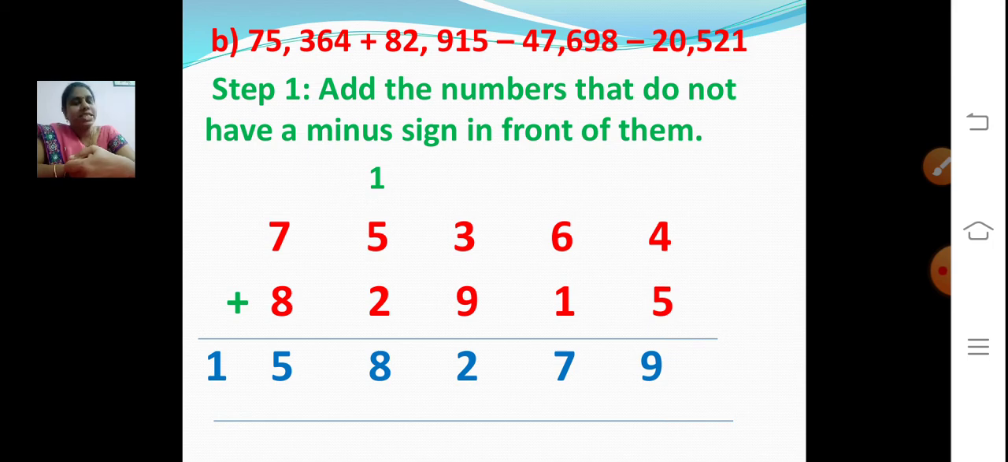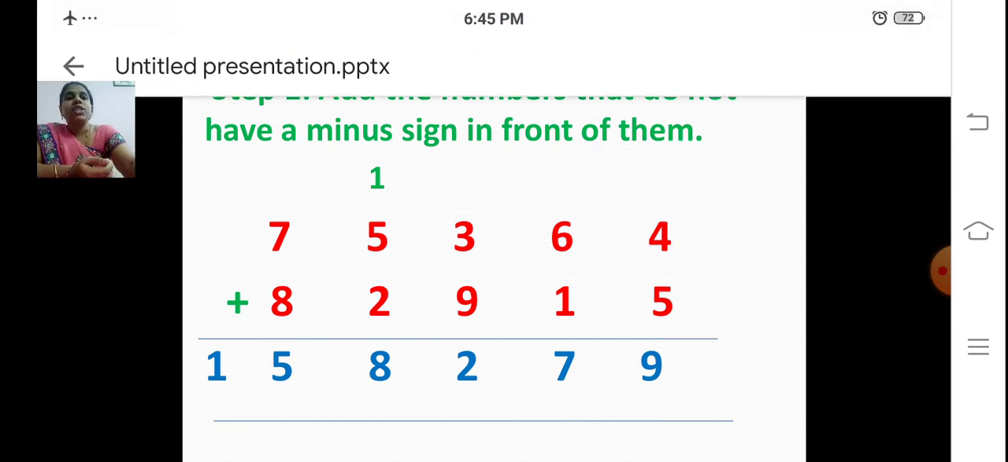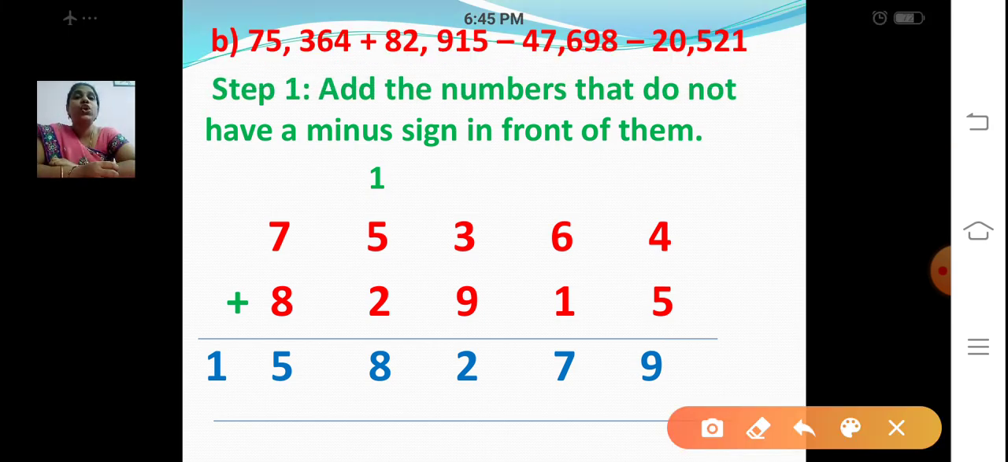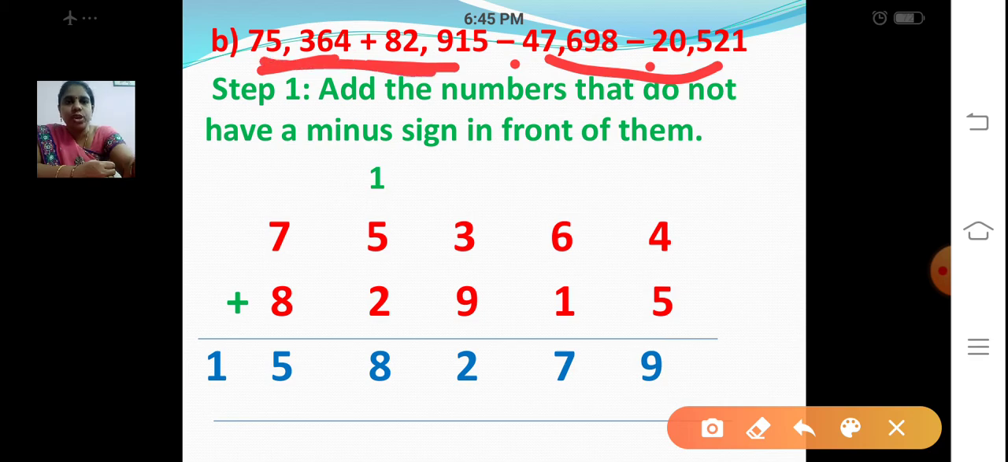First step, same way, first add the numbers that do not have a minus sign. Which numbers do not have a minus sign? This number does not have a minus sign in front, and this also does not. These two numbers have a minus sign in front, right? So we are going to add the first two numbers now.